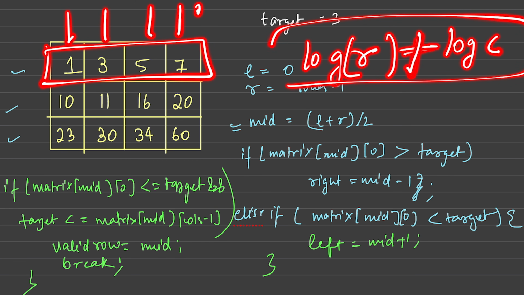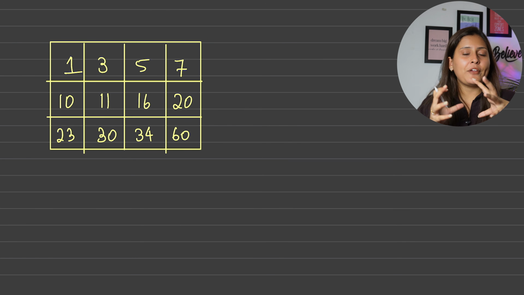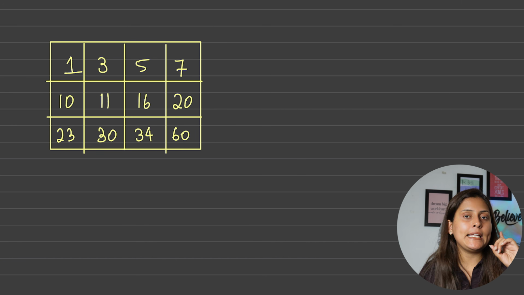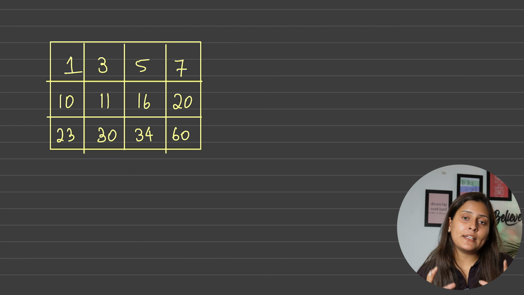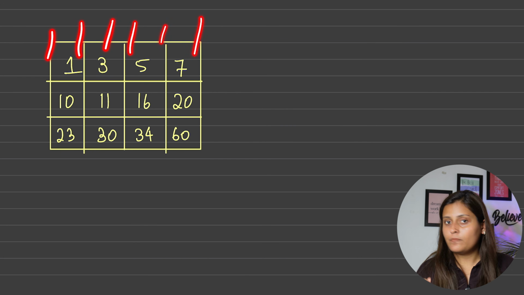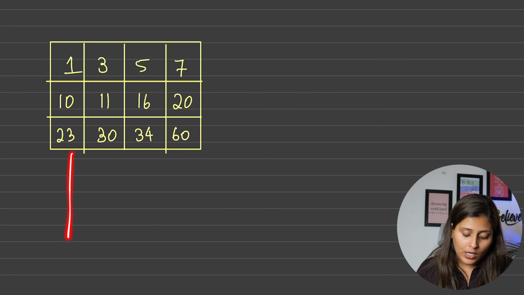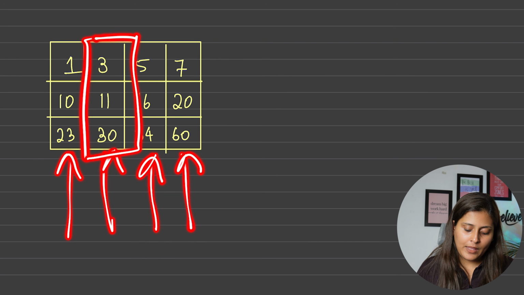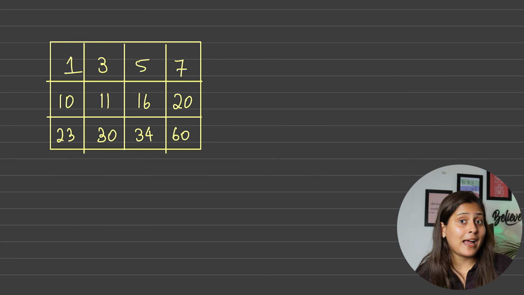So if you see, log of r plus log of c is nothing but log of r into c, which is nothing but m into n. Now the question is how we have applied the binary logic. One reason is definitely that it is sorted. But another question is why we applied the binary logic on the rows only to get the valid row, and then applied it on columns. Why not apply it on columns first, and once we got a valid column, then apply it on rows? We could have done that way also.